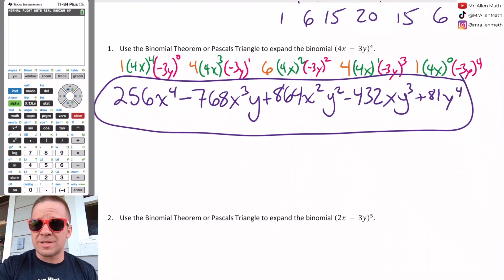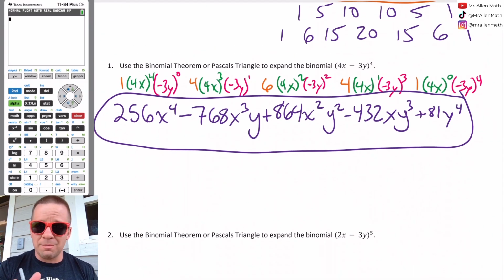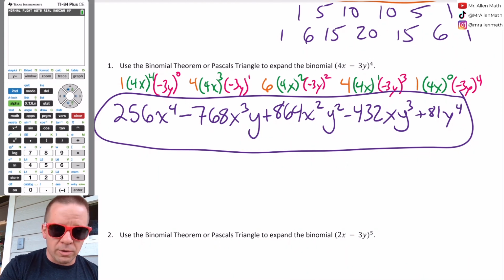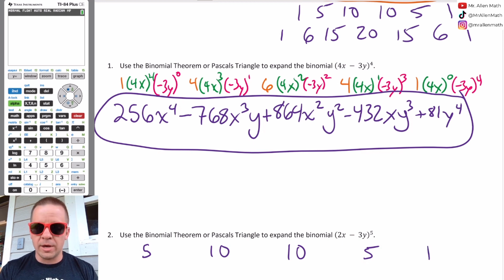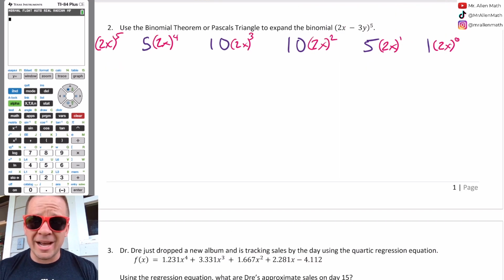I'll give you guys the first line, but I don't think there's really a sense in me recording that whole thing here. So we're going to have our 1 for our first term. We got then 5. We've got 10, 10, 5, and 1. There we go. So those are our coefficients, and then we're going to place all the terms. So here's all my first term there, all the 2x's, raised to the 5th, 4th, 3rd, 2nd, 1st, and 0. And now I'm going to do the negative 3y's.